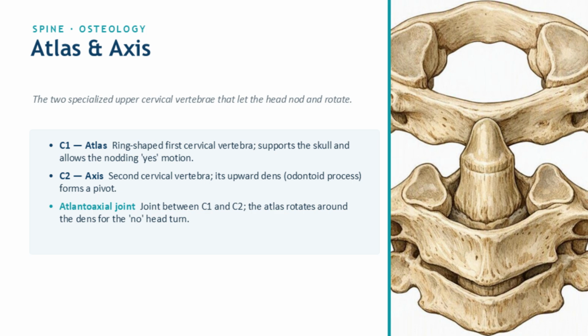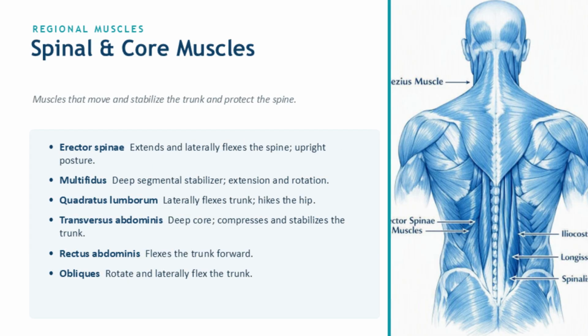Now that we've examined the bony structures of the spine, let's explore the muscles that move and stabilize it. Spinal and core muscles. The spine relies on a complex system of muscles for both movement and stability. Some muscles generate large movements of the trunk, while others provide subtle control and stabilization between individual vertebral segments. Together, these muscles help maintain posture, protect the spine, and distribute forces throughout the body.